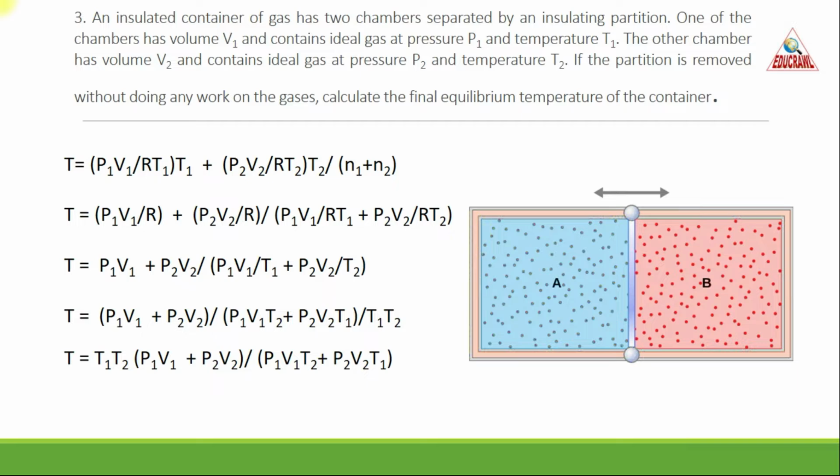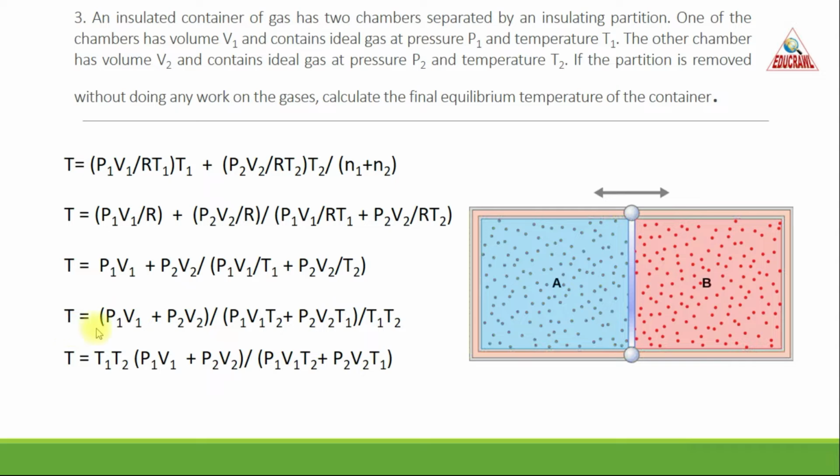So the next equation will be T is equal to P1 V1 plus P2 V2, the whole divided by P1 V1 by T1 plus P2 V2 by T2. R gets cancelled. Now what you have to do is, numerator you can't do any change. Denominator we have a fraction. So denominator we are going to take LCM and do the cross multiplication. Cross multiplication you know, that is P1 V1 into T2 plus P2 V2 into T1, the whole divided by T1 T2. This is how you do LCM and you do cross multiplication and you solve this equation.